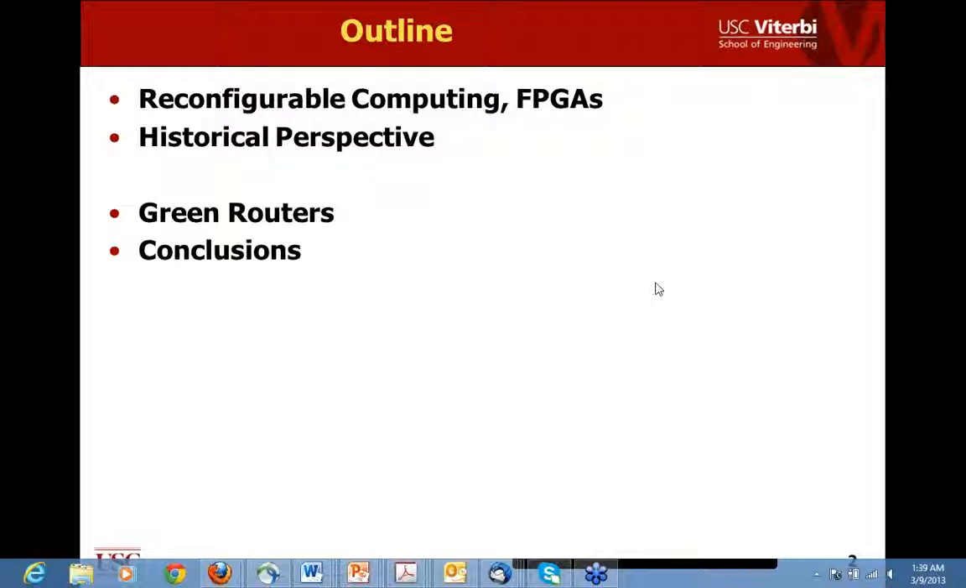Then I'll jump into green routers, which is the heart of this presentation. I have a number of applications I'll talk about, starting from packet classification, going on to the IP lookup problem, and then to what is called deep packet inspection, where we are doing regular expression matching or pattern matching with a large number of patterns. At very high line traffic rates, say hundreds of gigabits per second, we want to match these patterns and understand if there is any malicious traffic going to the internet backbone. I'll have some concluding remarks.